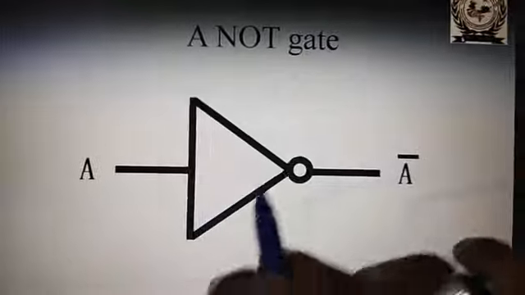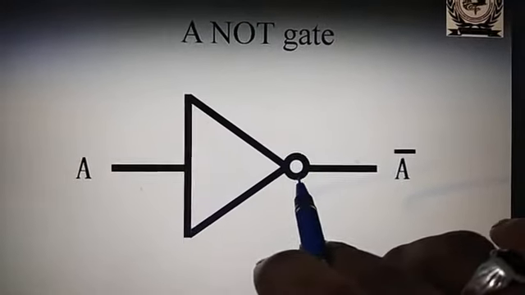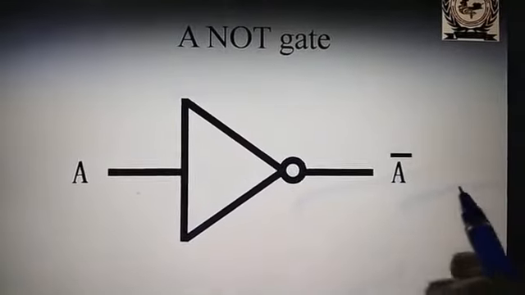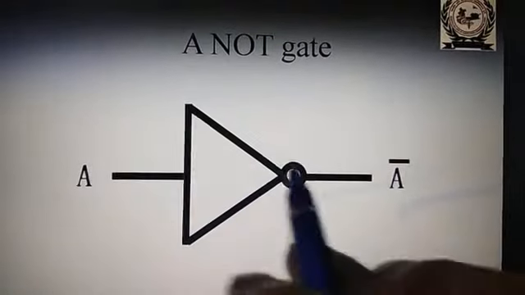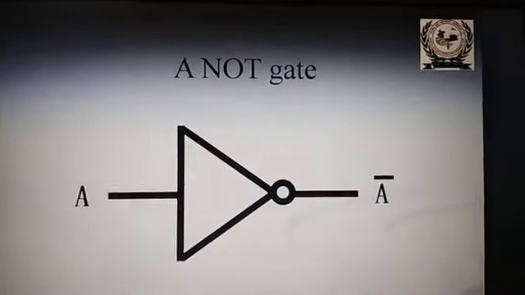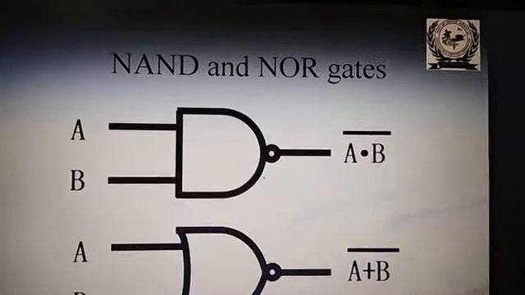Here this arrow is shown and this bubble is here. This will be A bar. If 1 is applied, you will get 1 bar is equal to 0. If 0 is applied, then you will get 0 bar is equal to 1. This is the inverter. That is called a NOT gate, right?